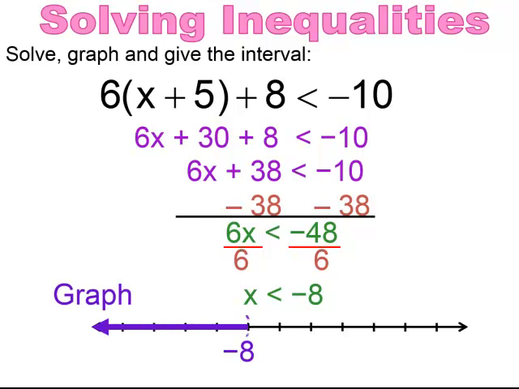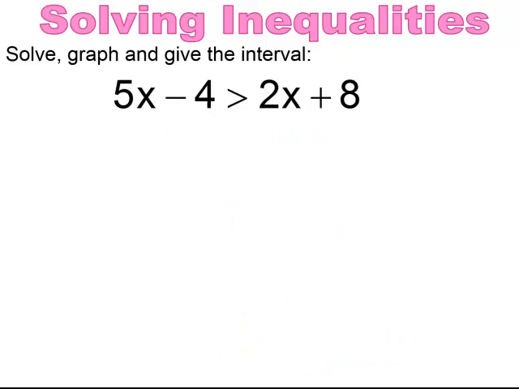It's going to be a parentheses at negative 8, and it's going to get shaded to the left. My interval notation will be from negative infinity to negative 8, and make sure that you have parentheses because it's not including negative 8. Pause and try.